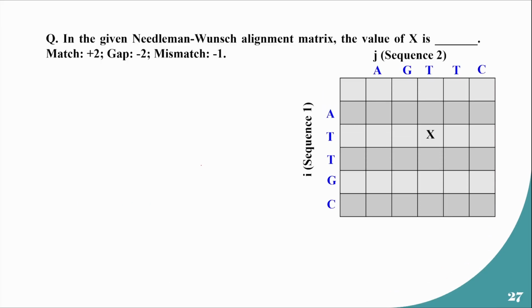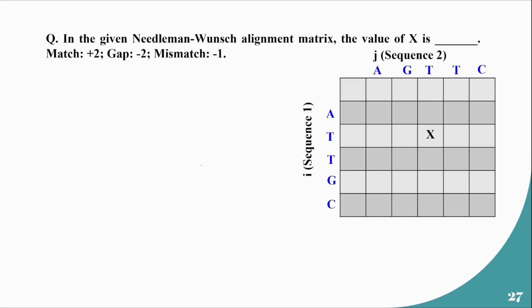Okay, so let us try to calculate this one. Here we have sequence 1 as I on the left hand side, and sequence 2 as J on the upper side, right? So we have been given ATTGC versus AGTTC. For this one, we are considering a match of +2, a mismatch of -1, and a gap of -2. So we are putting a bit more importance on the match here. Earlier we saw a match score of +1. Here we have a match score of +2, and the mismatch is the same, -1. The gaps are also the same, -2, right? So could you calculate the value for X in this alignment matrix?